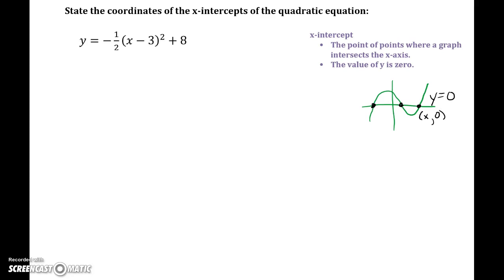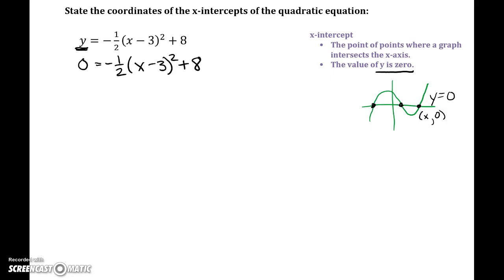So when we're working with an equation like this quadratic equation that's given to us in vertex form, we can find the x-intercepts by using this property that the y value is 0. So the first thing we're going to do is substitute in 0 for the y value right here. So 0 equals -1/2 (x minus 3) squared plus 8.